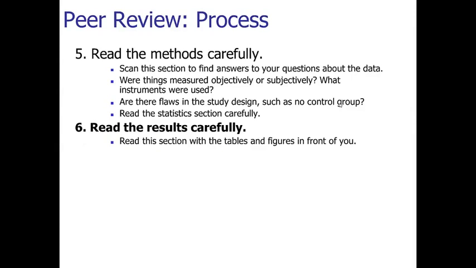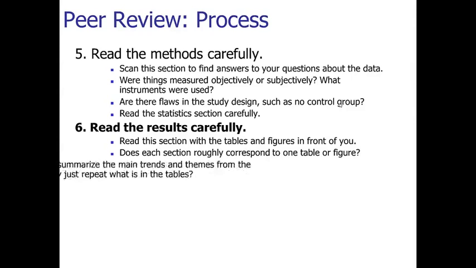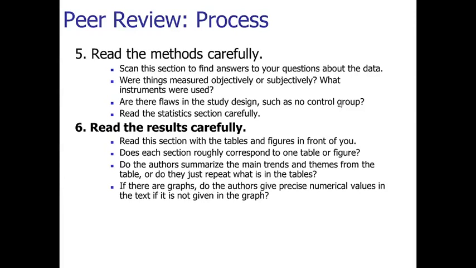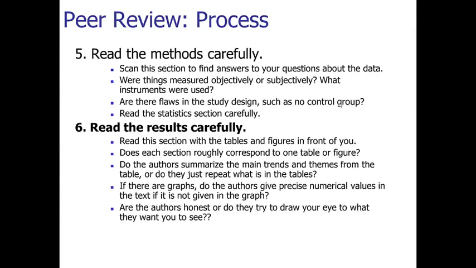Then I'll look through the results section carefully. I'll read this section with the tables and figures right in front of me because the results section should really dovetail from the tables and figures. So each section of the results should roughly correspond to one table or figure. If that's not the case, if it's hard to follow the results, I might comment on that. Remember, the results section is supposed to just summarize the main trends and themes and not repeat the data that's in the table. If they're repeating a lot of the data, I might comment on that. If there are graphs, it's nice if the authors give some precise numerical values in the text if they don't appear on the graphs. Are the authors honest in their description of what's in the tables and the figures, or do they try to just draw your eye to what they want you to see?